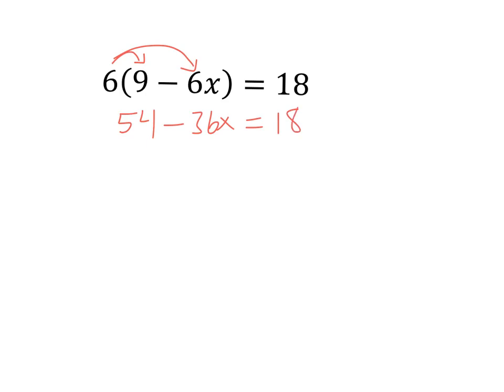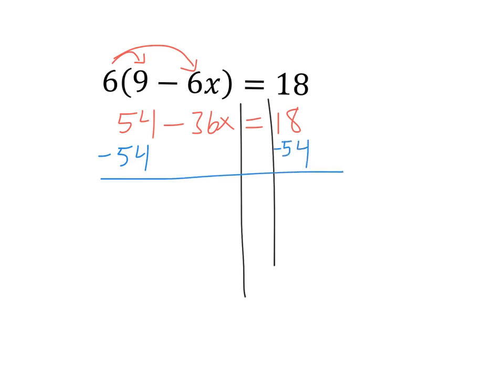Okay, and we can draw on our railroad tracks here. Our first step to solve here is going to be to subtract 54 on both sides because we want to undo this positive 54 there. So that gives me 0, and we're left with negative 36x. Don't forget to bring down that negative. Negative 36x on the left side, and 18 minus 54 gives us negative 36.